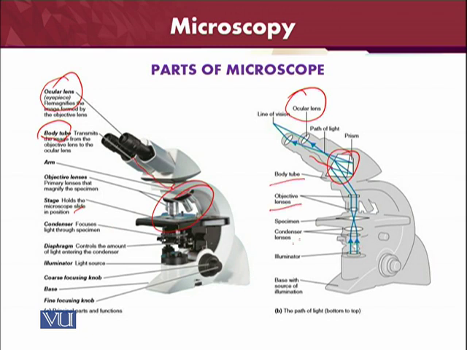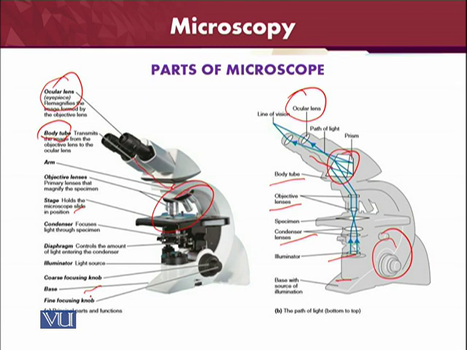Similarly, here are the body tube and the condenser lenses. Then the diaphragm controls the amount of light entering the condenser. Then the illuminator, the light source. You can increase or decrease the light according to the illuminator, and then the base, the coarse focusing knob, and the fine focusing knob.